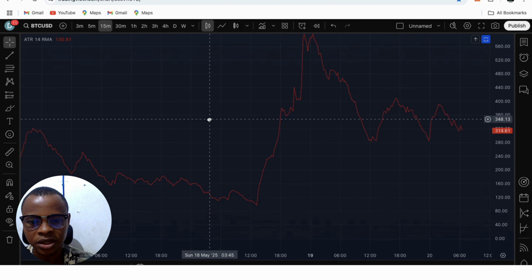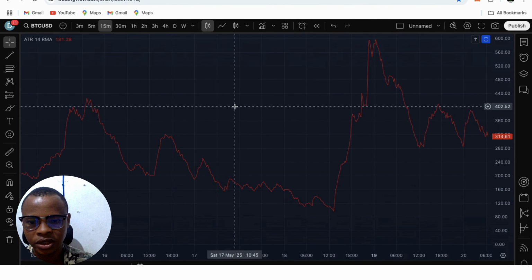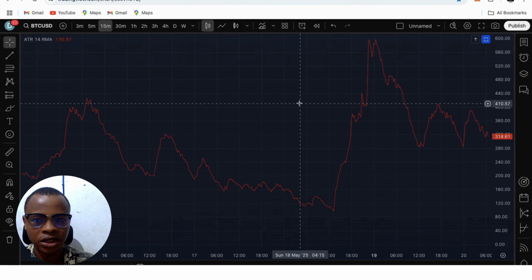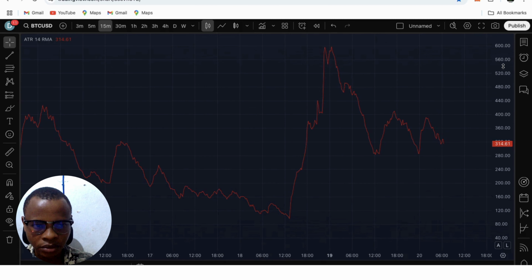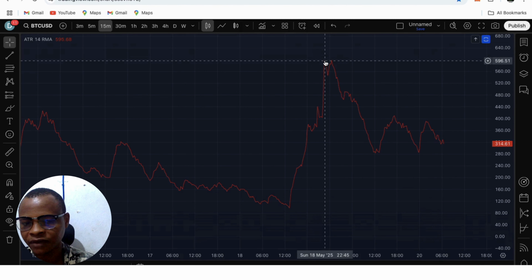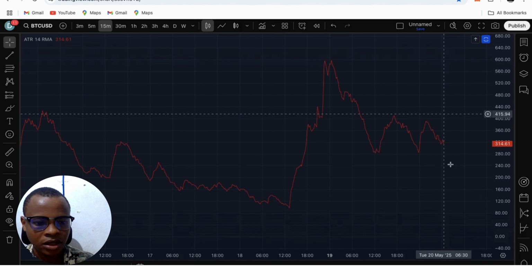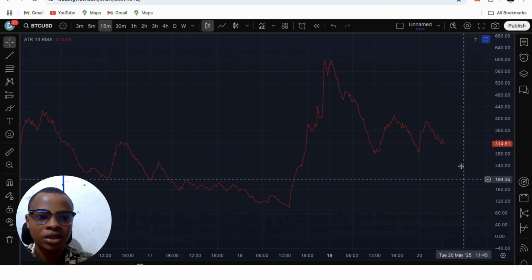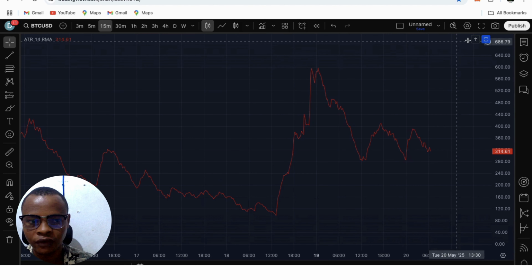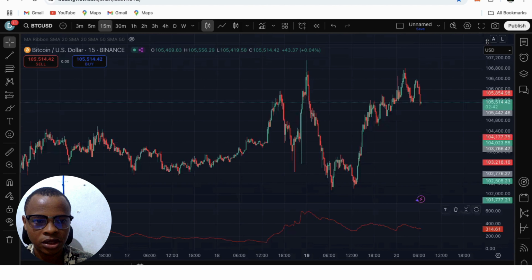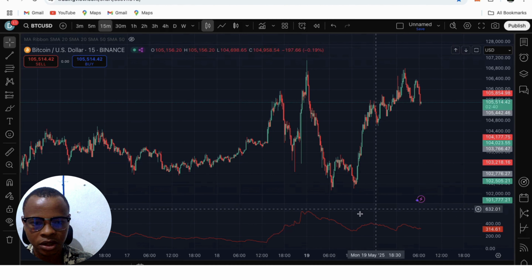Looking at my screen right here, you see something that looks like a line chart. This is actually the ATR indicator, and it's being used to determine the volatility of the market, just like I said earlier. I think this is the ATR of Bitcoin. As you can see, this is Bitcoin here, and this is the ATR of Bitcoin.